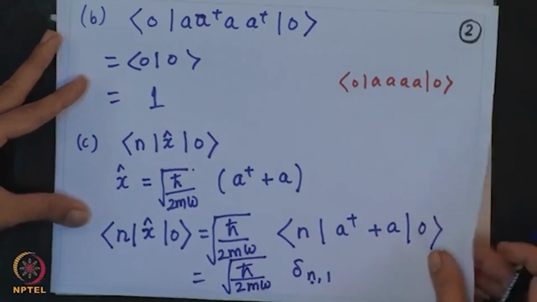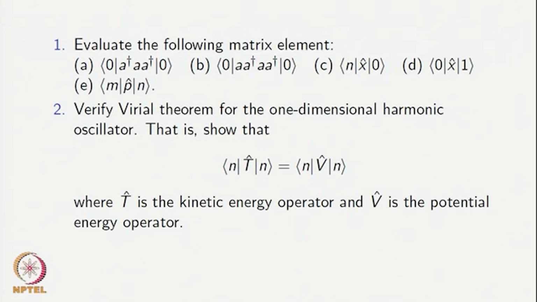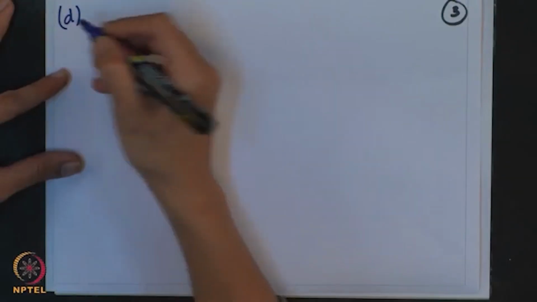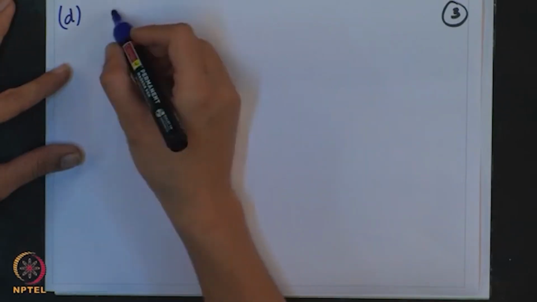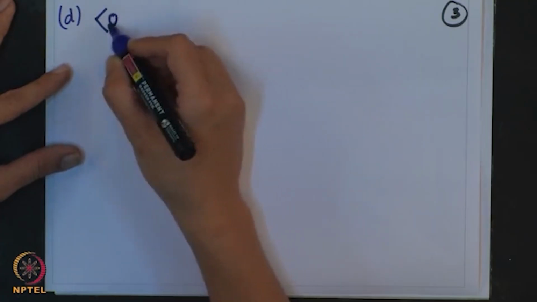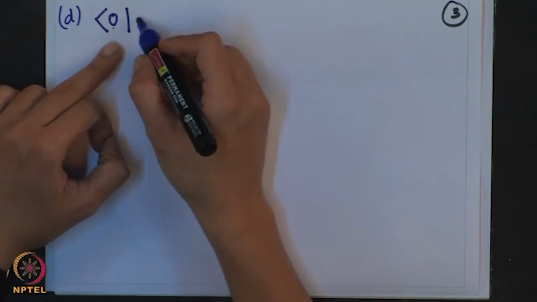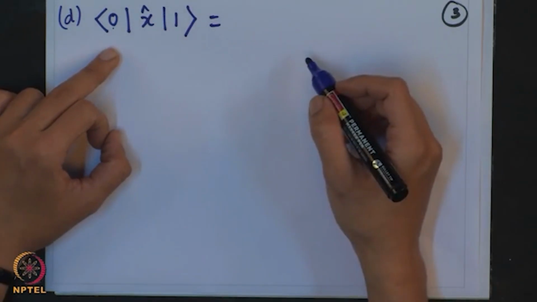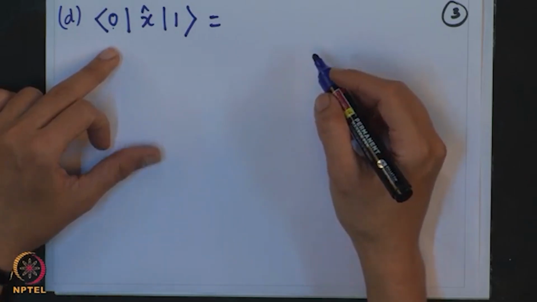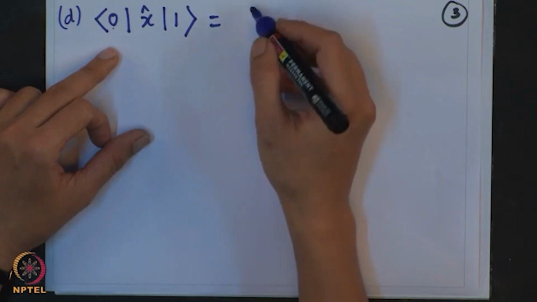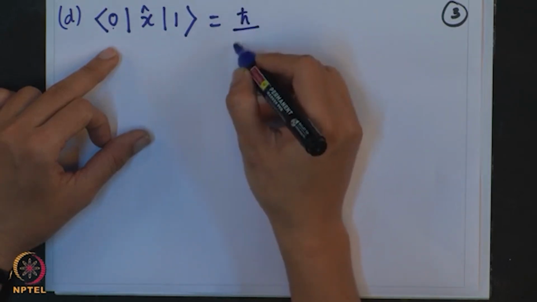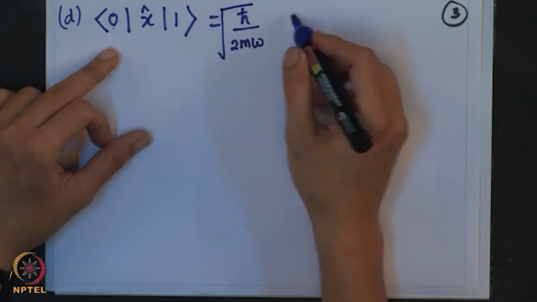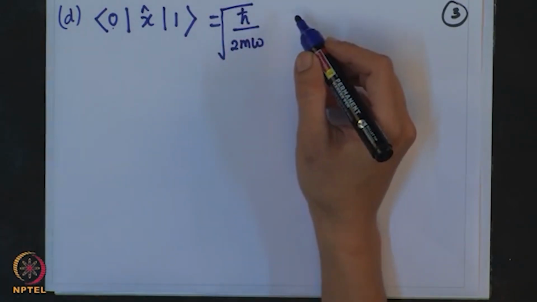Similarly, you can do problem number D, but there the initial and final states are given to you, which are 0 and 1. The initial state is 1, the final state is 0, so we need the inner product of 0 with x on 1. For this you will use the previous definition of the position operator, and you have the square root of h cross upon 2 m omega times the inner product of 0 and 1.